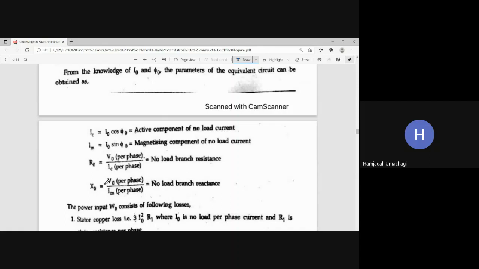Then the magnetizing branch no load reactance X naught is equal to V naught by I naught per phase, that is the no load branch reactance. So all these are the parameters related to the magnetizing branch: IC, Im, R naught, X naught, where IC is given by I naught cos phi naught, Im is given by I naught sin phi naught, R naught is V naught by IC, and X naught equals V naught by Im. All these formulas are very familiar to you, which we have already seen for the equivalent circuit of a transformer. Whatever formulas there are for transformers, the same will be there for the induction motor also.